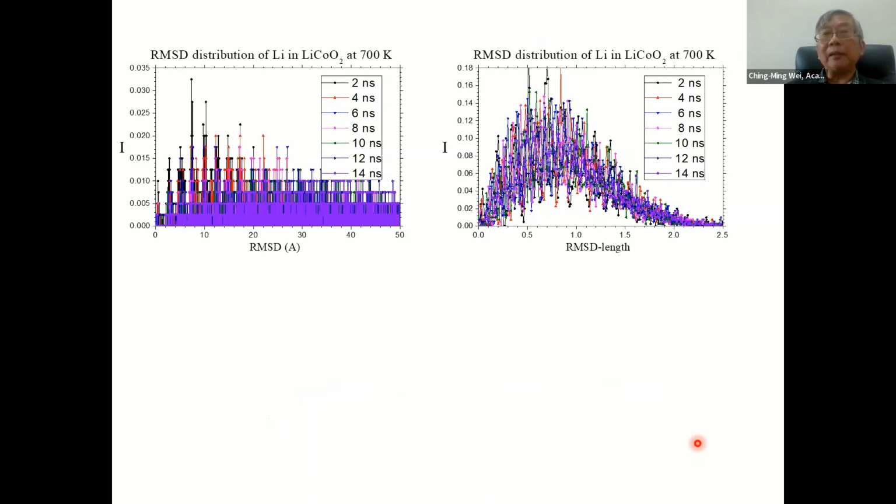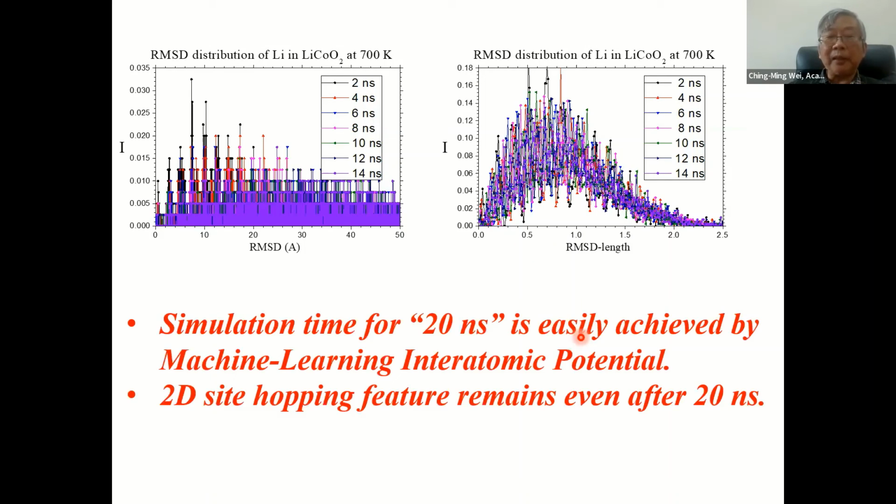Of course, one would like to understand whether this kind of site hopping mechanism will be smeared out after some time, maybe 20 nanoseconds. However, these are results for a simulation of 20 nanoseconds. It is still not merged into one. There is a very sharp spike, but it is still a site hopping mechanism. It's not smeared out by the simulation time. So a simulation time of 20 nanoseconds is achieved by the machine learning interatomic potential, and the 2D site hopping feature still remains after 20 nanoseconds.